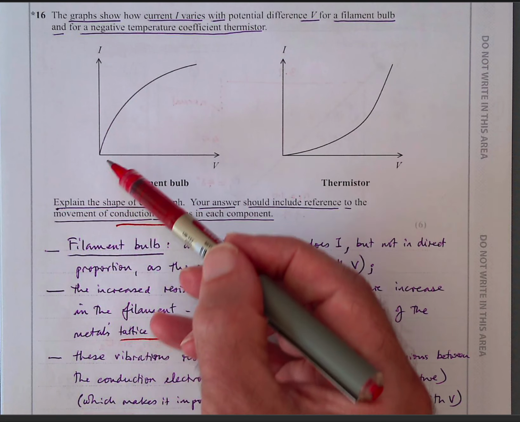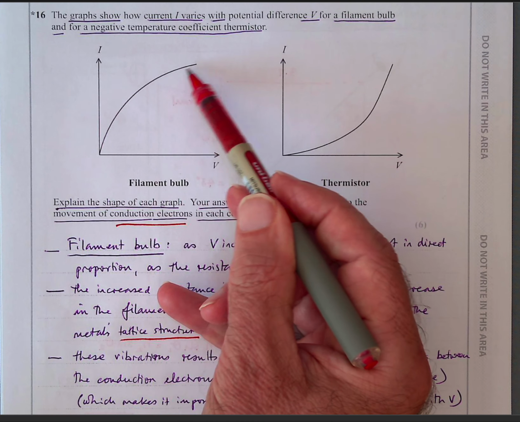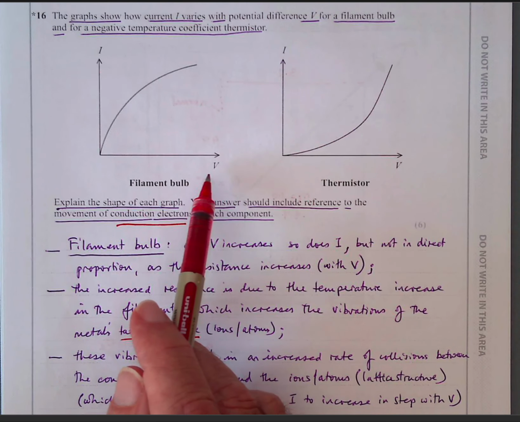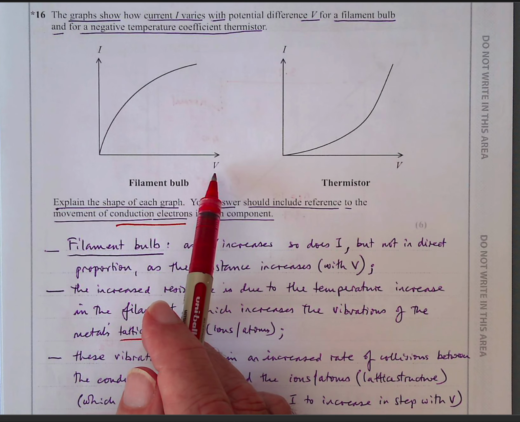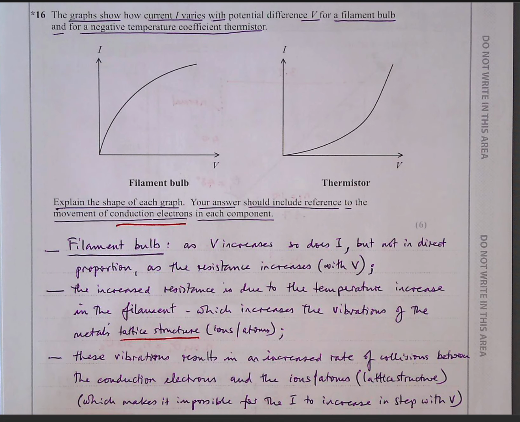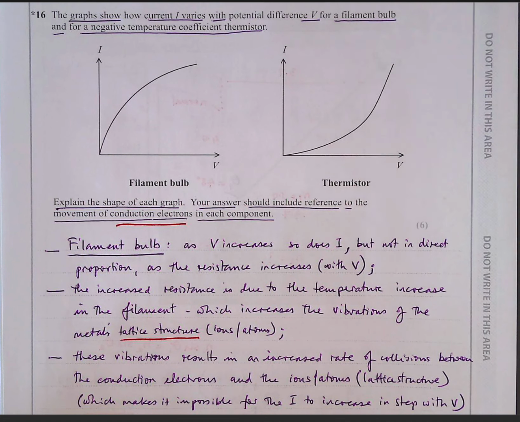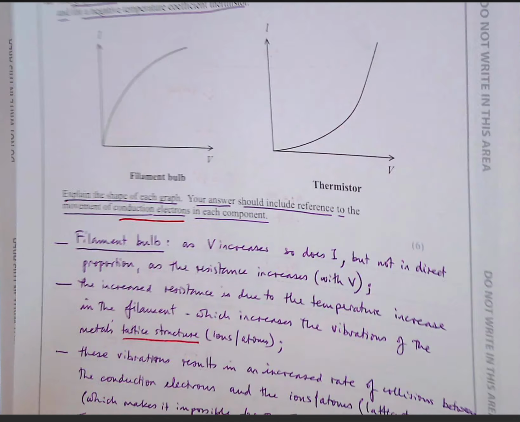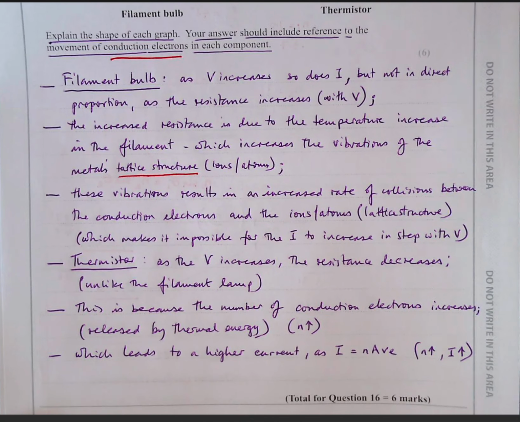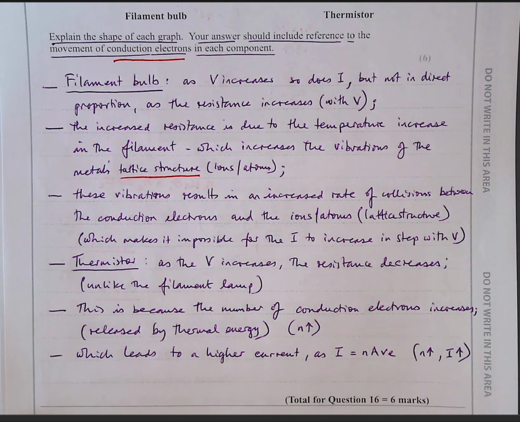So in that case, the gradient is decreasing. A decreased gradient with the voltage on the x-axis would mean that resistance has increased. But they're not after that. They want you to explain it in terms of what's happening to the conduction electrons. So again, 3 points for the filament bulb, 1, 2, 3, and with this quality of communication, I don't think that they could find too much wrong with it.